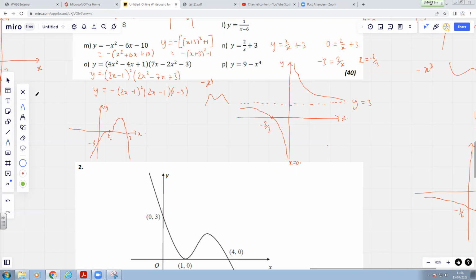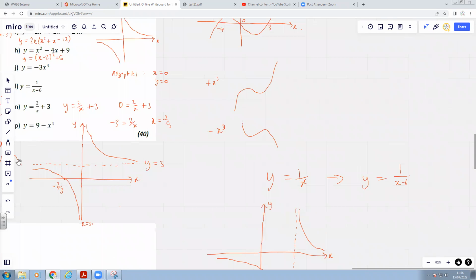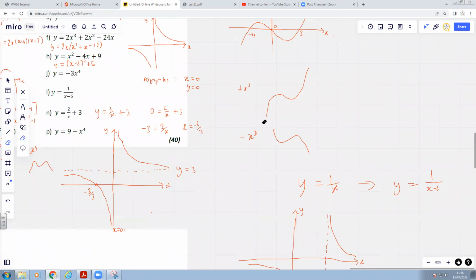Okay, p, 9 minus x to the 4. This doesn't look too bad. Let's give ourselves a bit more space. Where can I do this one? Oh, I'm doing this all over the page at the moment. You can see I'm quite a messy mathematician. Sorry about that. Okay, let's just try and factorize this.